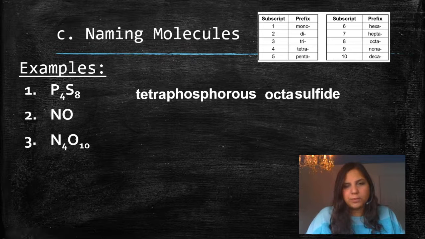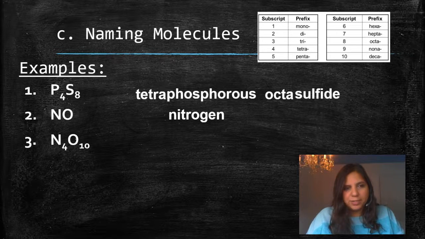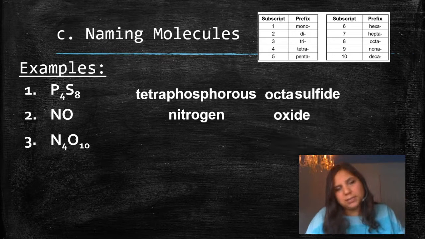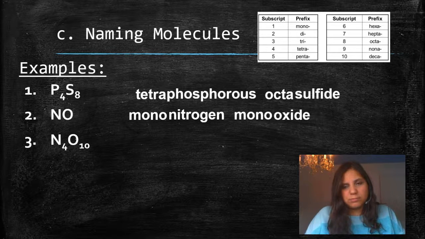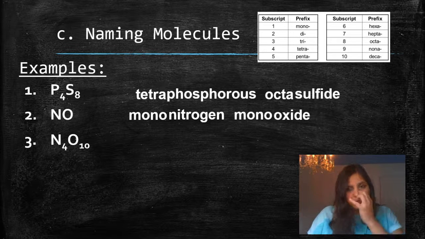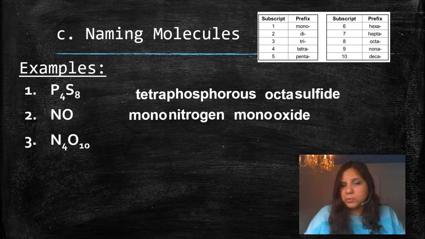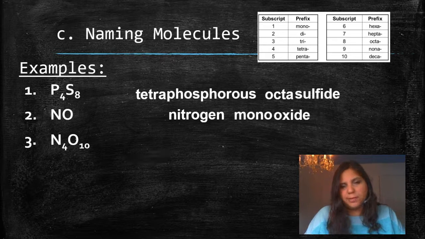Next one, N and O. We'll name the first element nitrogen, second element oxygen, which will change to oxide. And then however many there are, there's 1 of each. But there's a couple of issues here, a couple of those exception rules that we need to look at. One is that you never put mono on the first element. So we'll get rid of the mono.